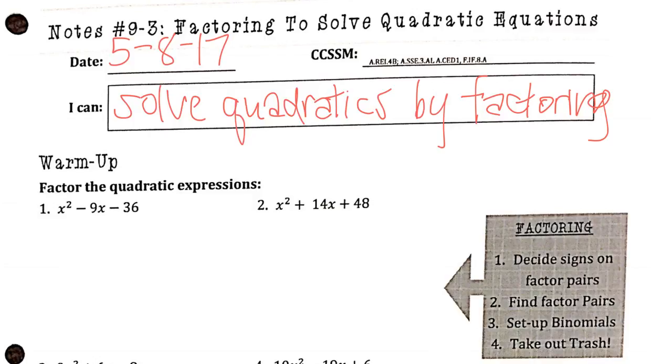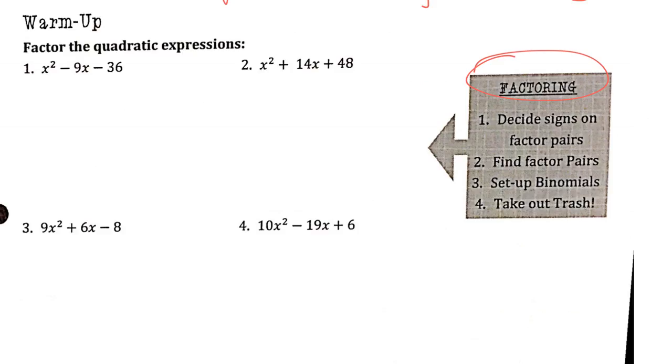So you know the drill. Go ahead, pause this video, and complete the warm-up. You have four different equations here. Remember, as a quick reminder, to factor, you can decide the signs on the factor pairs, find the factor pairs, set up the binomials, and take out the trash. So go ahead and factor these following quadratic expressions for me. Pause this video, and when you're ready to check your answers, go ahead and hit play again.